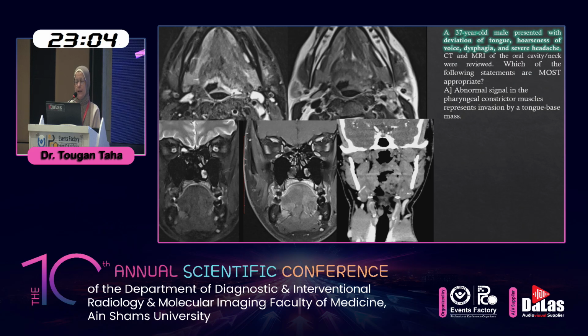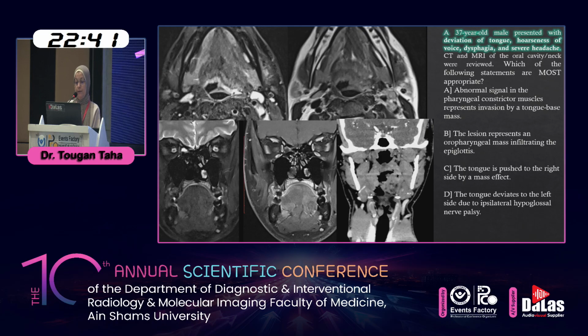This abnormal signal in the pharyngeal constrictor muscles represents invasion by a tongue-based mass. The lesion represents an oropharyngeal mass infiltrating the epiglottis. The tongue is pushed to the right side by mass effect. The tongue deviates to the left side due to ipsilateral hypoglossal nerve palsy. The field of view should be extended to the skull base. What do you think?